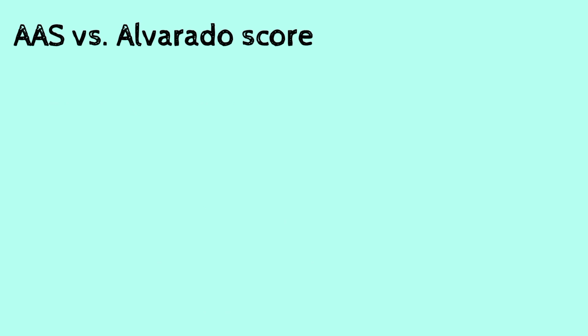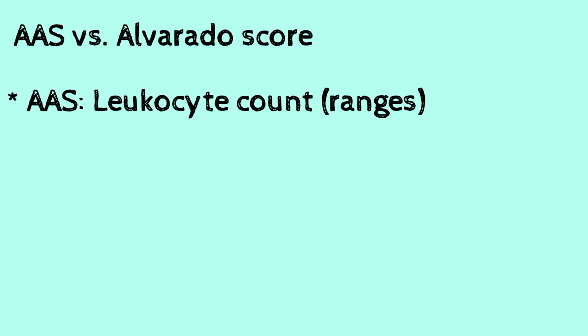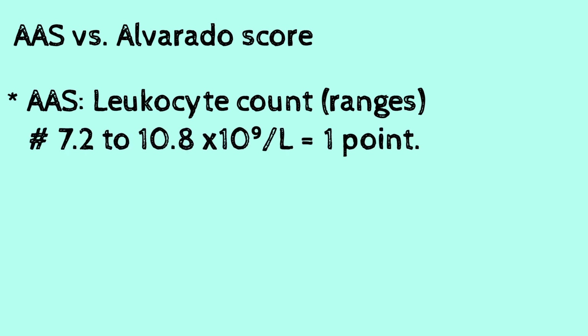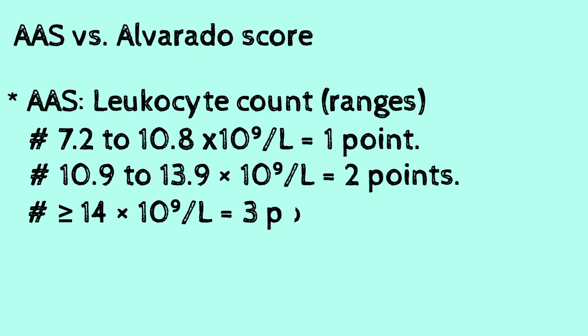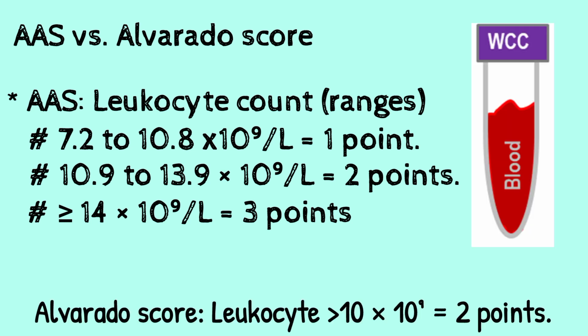Next, we look at the blood work and the biochemical tests. In the Adult Appendicitis Score, the leukocyte count is divided into three ranges. A leukocyte count between 7.2 and 10.8 scores 1 point. A leukocyte count between 10.9 and 13.9 scores 2 points. And a leukocyte count of 14 and greater scores 3 points. In the Alvarado Score, a leukocyte count greater than 10 scores 2 points.